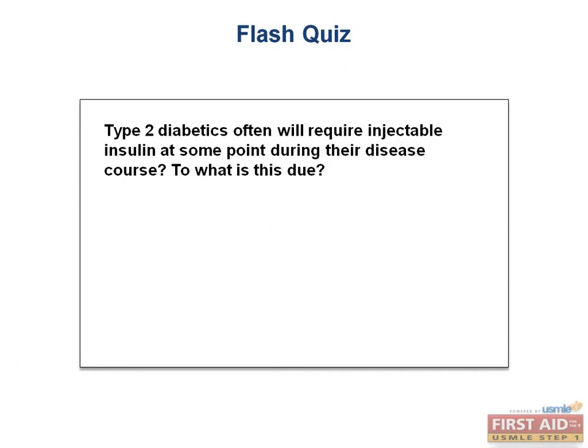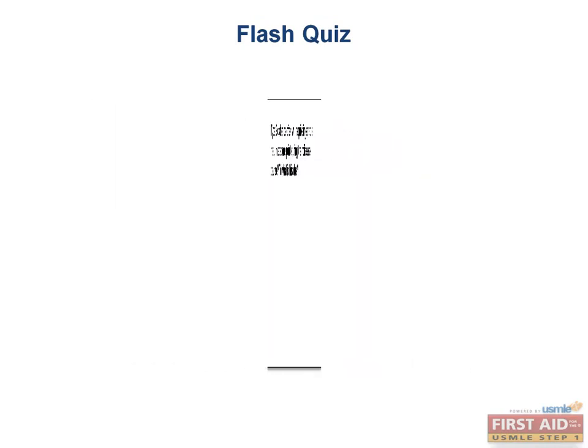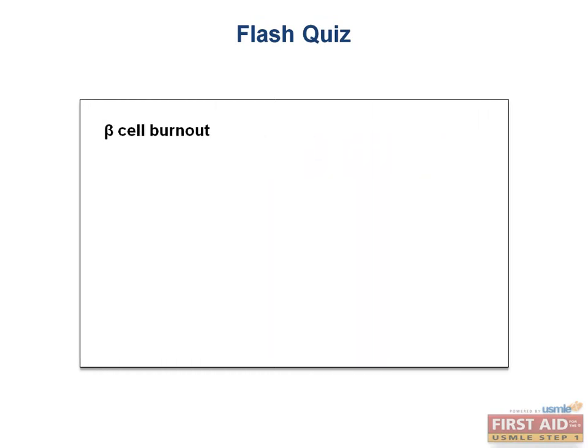Okay, time for a flash quiz. Type 2 diabetics will often require injectable insulin at some point during their disease course. What is that due to? This is due to beta cell burnout. Type 2 diabetics often have components of both peripheral resistance and beta cell destruction.